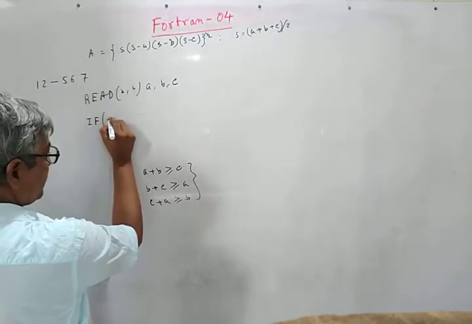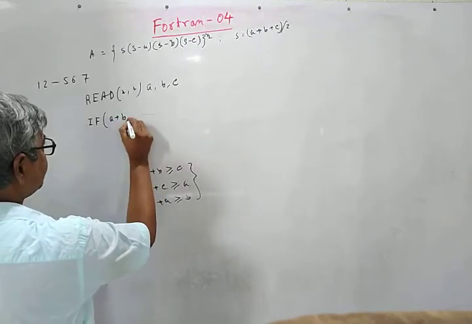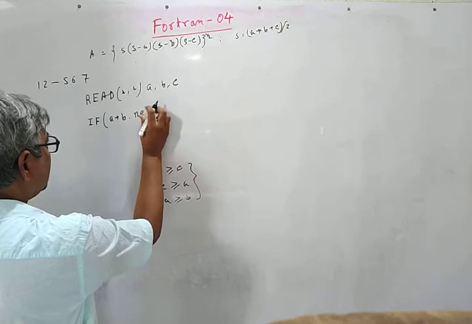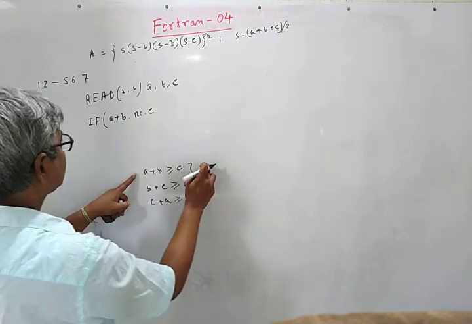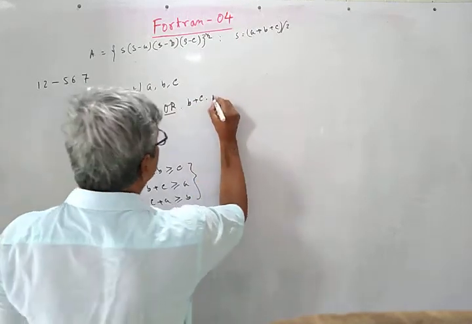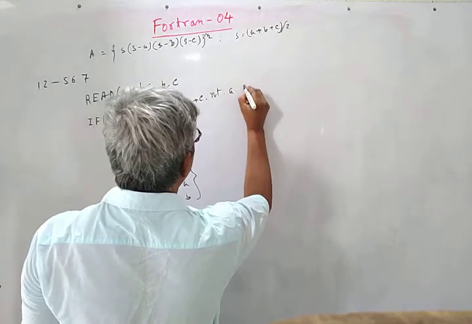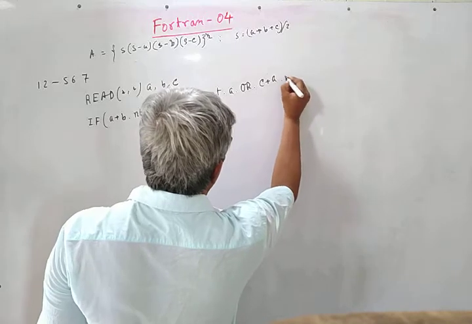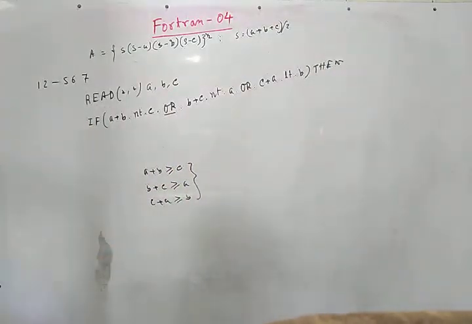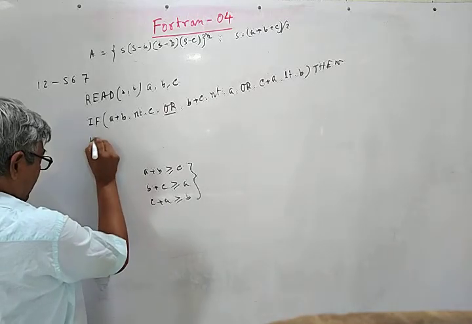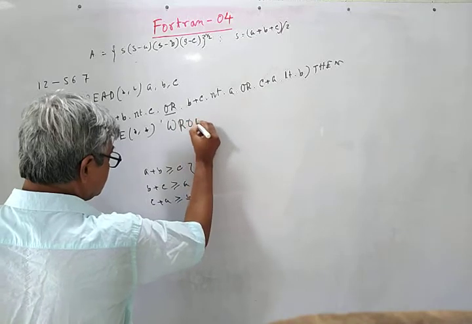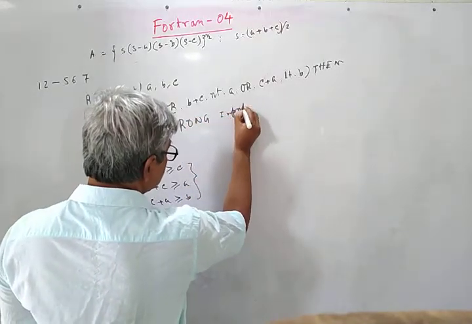If A plus B less than C, this is the first condition, or B plus C less than A, or C plus A less than B, that is, if any one of the three conditions fails, then what will we write? Wrong inputs. Stop.